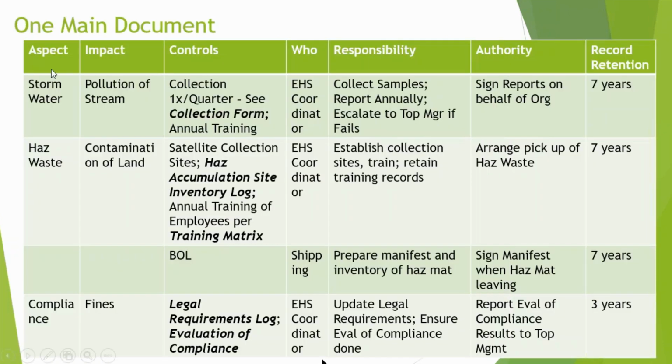One main document where the aspects are rows, the impacts are in the next column, and then what we do is a control. So for stormwater, the control is that once a quarter we're going to use the collection form, and we must also do annual training for our employees.